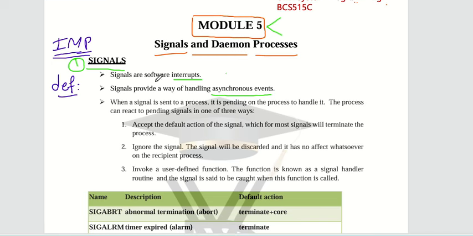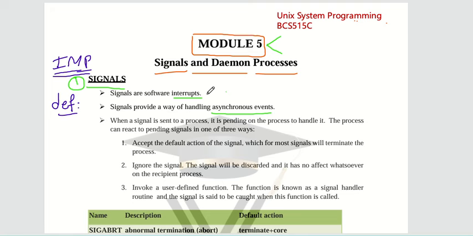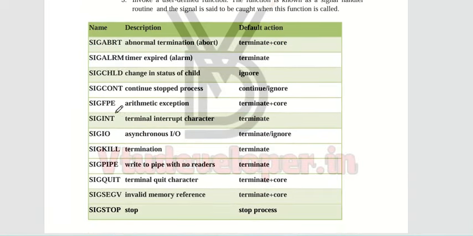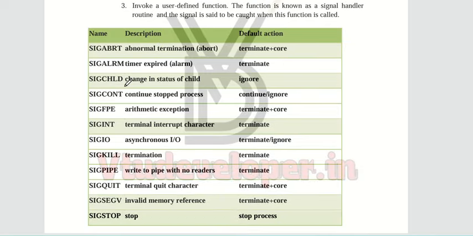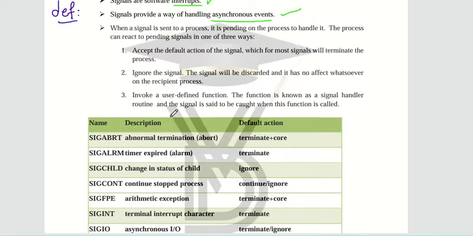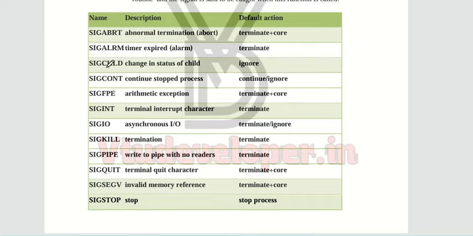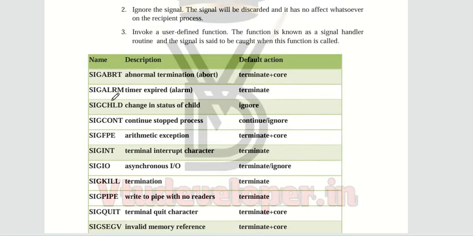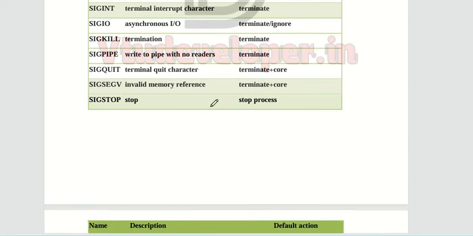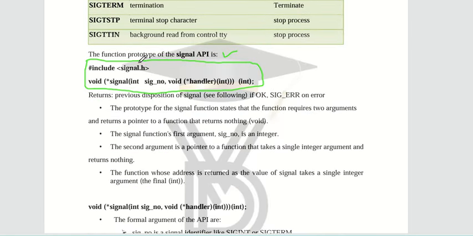Signals are nothing but software interrupts, and signals provide a way of handling asynchronous events. These two points are important, guys. Note these two points. Next, some signal types are given along with descriptions. You can practice just a few types, no need to practice all of these. Any 5 or 6 types you can go through.